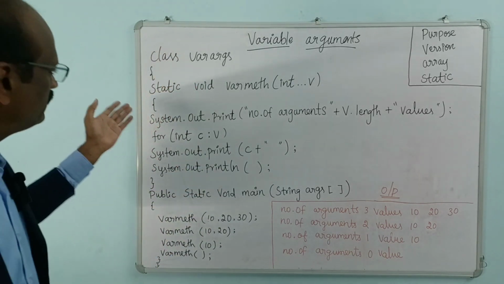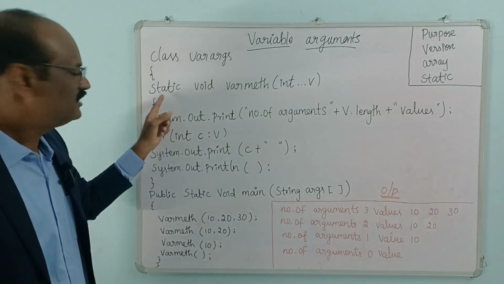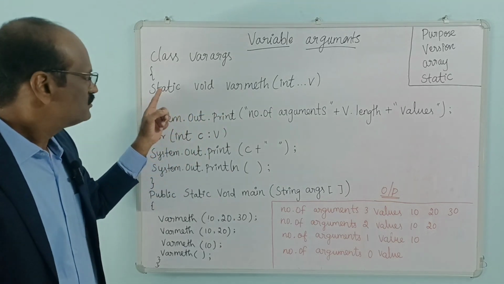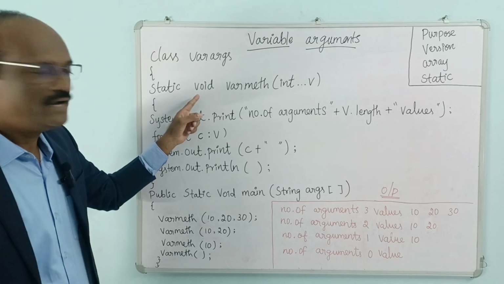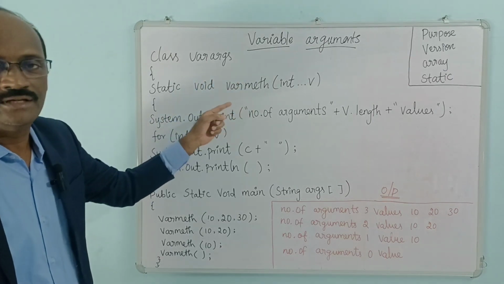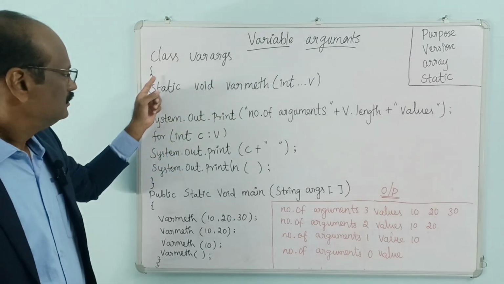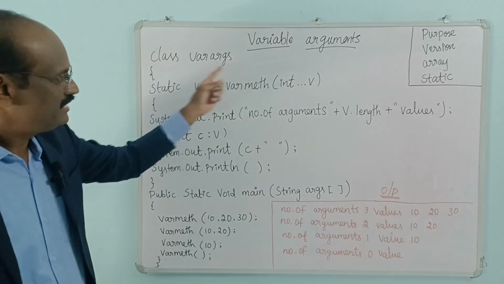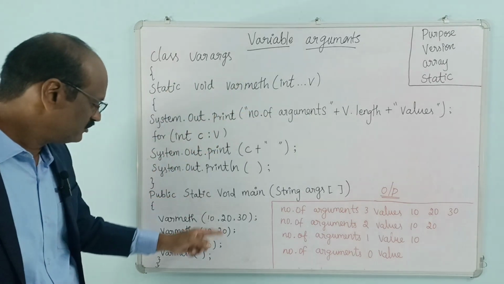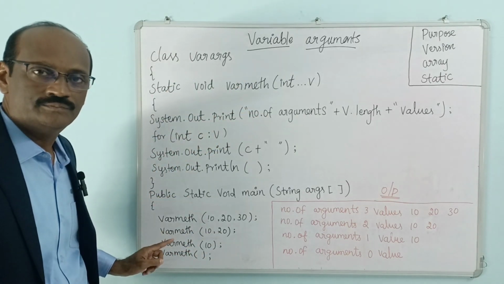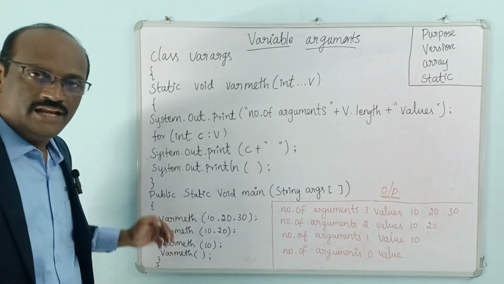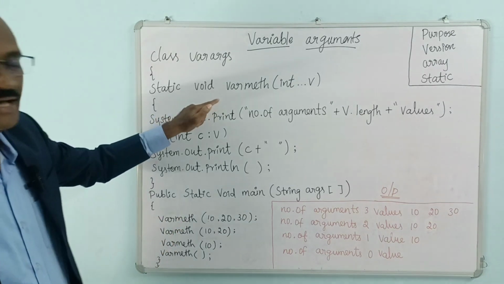We are using a class. Inside the class, I am using a static method. Static is a keyword. Void is a return type, followed by the name of the method. When I use the keyword static, because it is a static method, I can call this method directly, without using any objects.